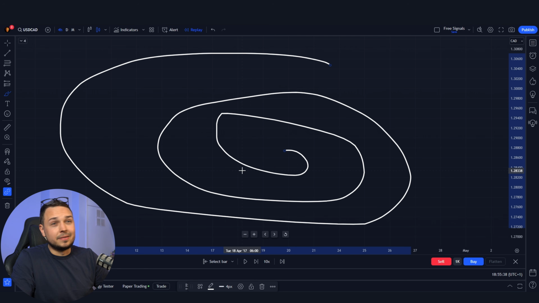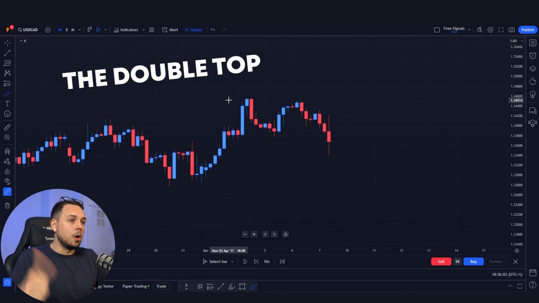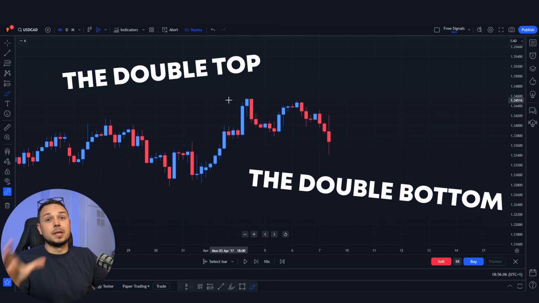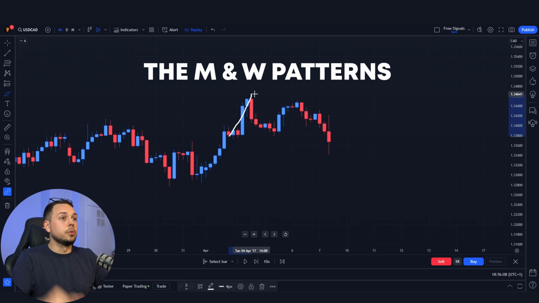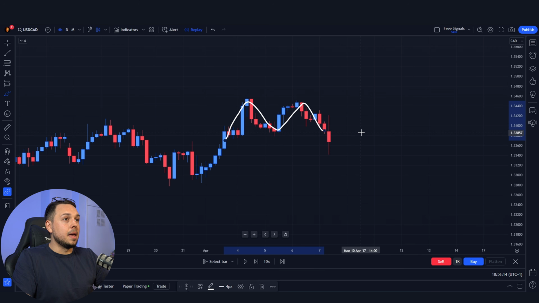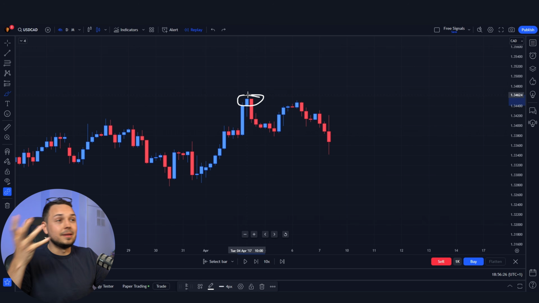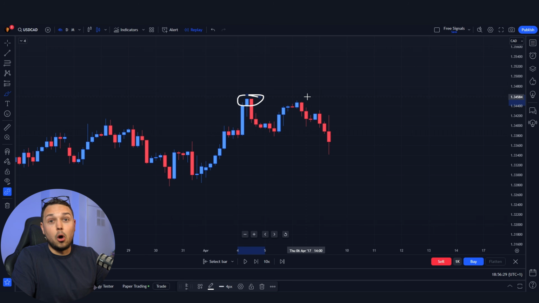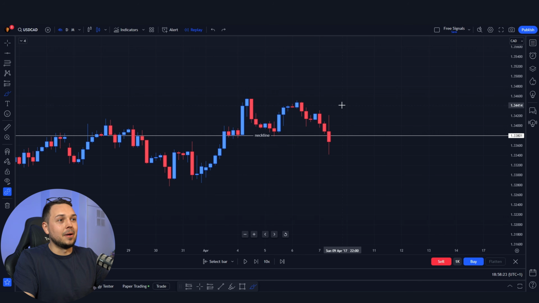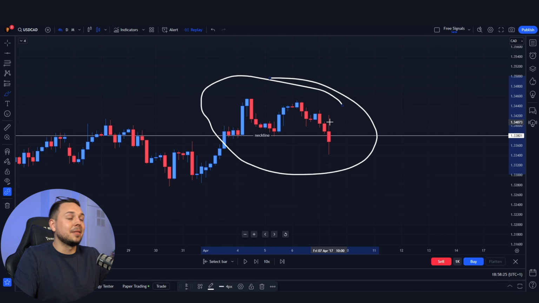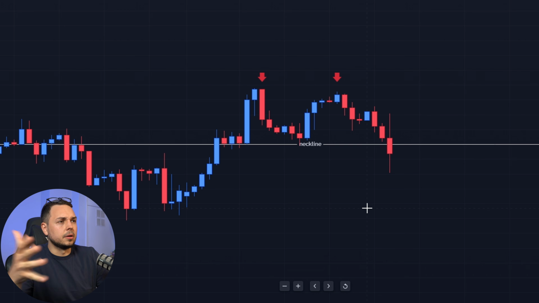And I'm not talking about the cinnamon swirl pattern, although it would be pretty cool. I'm actually talking about the double top, double bottom, or for all the beginners out there, the M and W pattern. Simply because it looks like an M, and vice versa, if you're buying, it'll look like a W. The double top pattern is amazing because it consists of two tops. Wow. Great information. But what's also important is the neckline. If the candlesticks manage to break the neckline, it means the chart pattern has been confirmed, which increases the likelihood of trade success. So let's just take a look at this trade example.